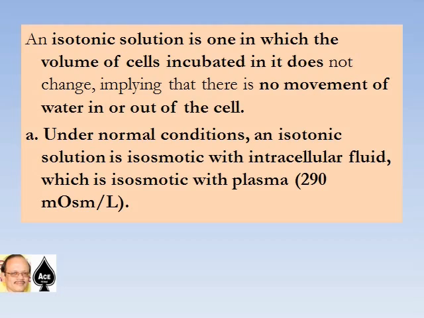An isotonic solution is one in which the volume of cells incubated in it does not change, implying that there is no movement of water in or out of the cell. Under normal conditions, an isotonic solution is isosmotic with intracellular fluid, which is isosmotic with plasma, that is 290 milliosmol per liter.